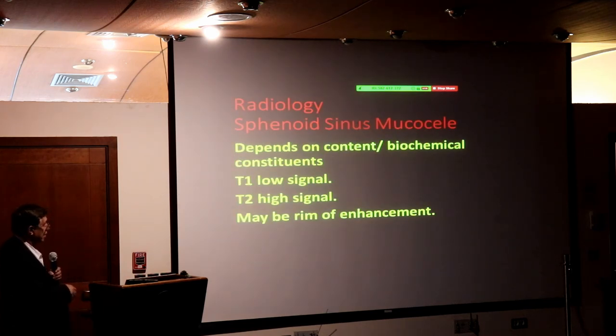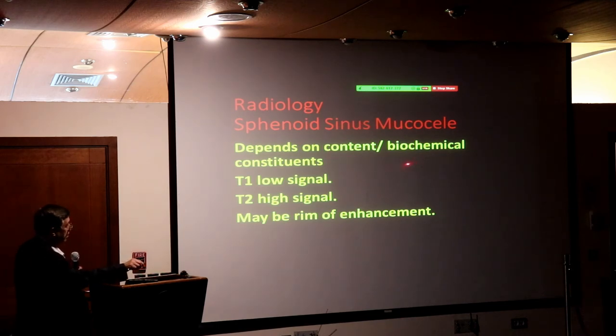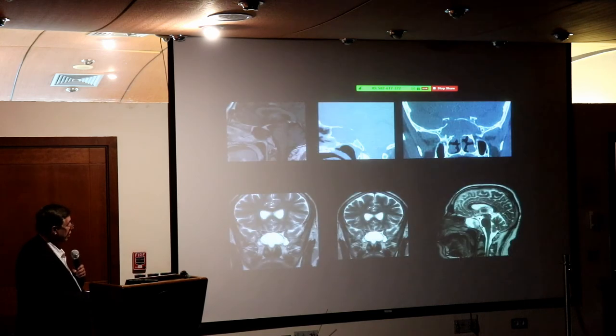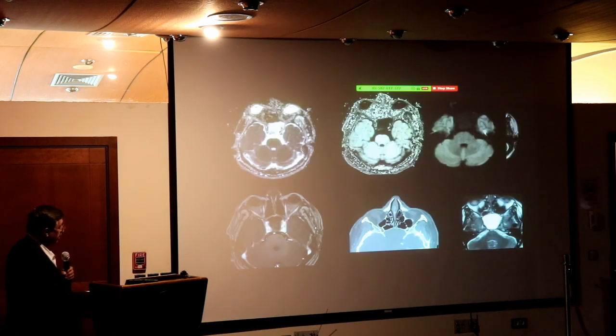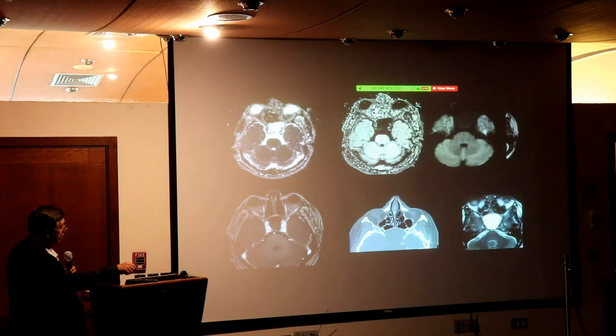What is the etiology of this sphenoid sinus mucocele? It really depends on the contents, whether it's mucus, or infected secretions, or caused by chemical constituents. All in all, low signal on T1, high signal on T2, and usually no rim enhancement. But of course, there are the odd things. So here you are, bone destruction. This is a recent patient of mine. But look at the pituitary, how much it is involved. The sella is totally destroyed. This is T2. And you can see that there is separation, and the rest of it, as you mentioned.